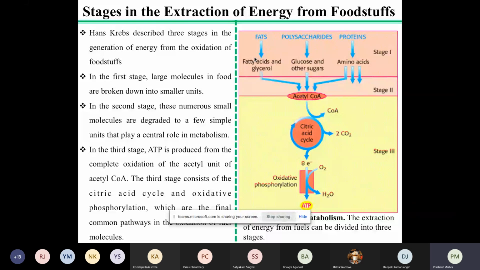During this process, you do not generate energy. No energy is being generated. It is just broken down to smaller molecules. It's like chewing your food inside your mouth, and then you are breaking it down into smaller molecules. Suppose you have a polysaccharide, say starch, which is a major component of our food.